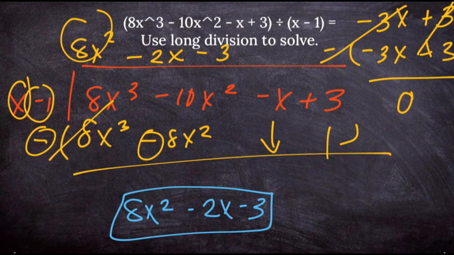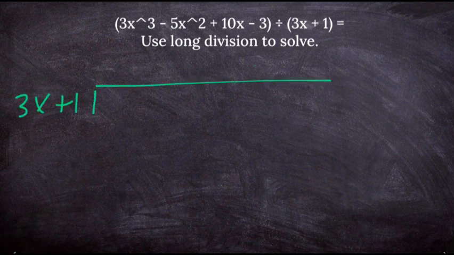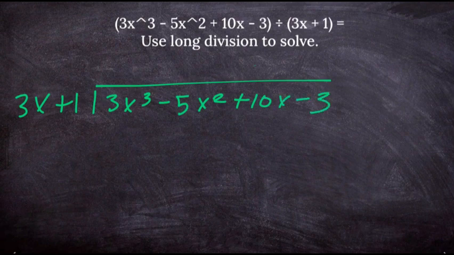Hopefully this is making a little bit more sense. Let's move on to the next equation. We have 3x to the third. Let's do it in green. We have 3x plus 1 on the outside. And we have 3x to the third minus 5x squared plus 10x minus 3.